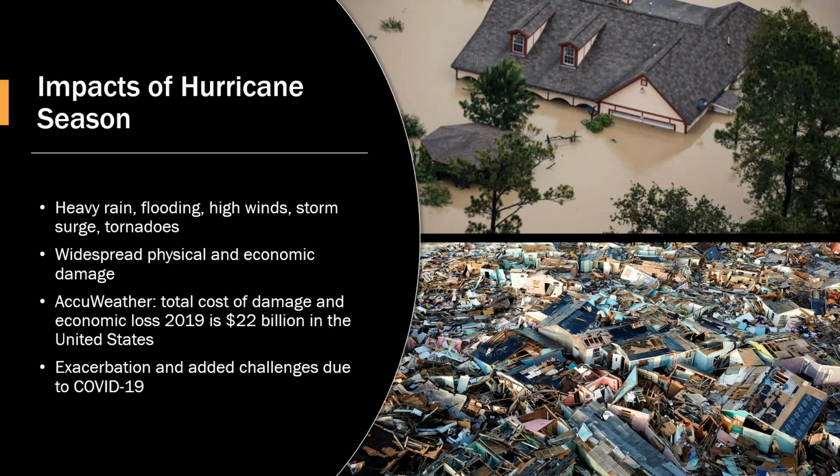Whether you're a business owner or an individual, hurricanes have widespread effects in impacted areas. From heavy rain and flooding to high winds, storm surges, and tornadoes, hurricanes are accompanied by a slew of severe and damaging weather. With this comes the widespread physical destruction and the economic cost associated with such damage. AccuWeather estimates that the total damage and economic loss caused by named storms in 2019 amounted to $22 billion in the United States alone. This includes damage to homes, businesses, cars, and their contents. And one can only assume that with more storms predicted for this season, the damage will be even more significant and bear an even higher economic toll.